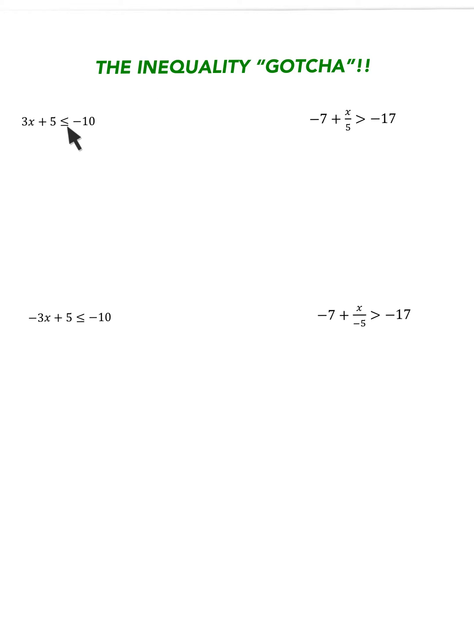So when we're dealing with these little symbols, I'm going to show you two examples where it happens, which is these two, and two where it doesn't. So let's say we were solving this first one.